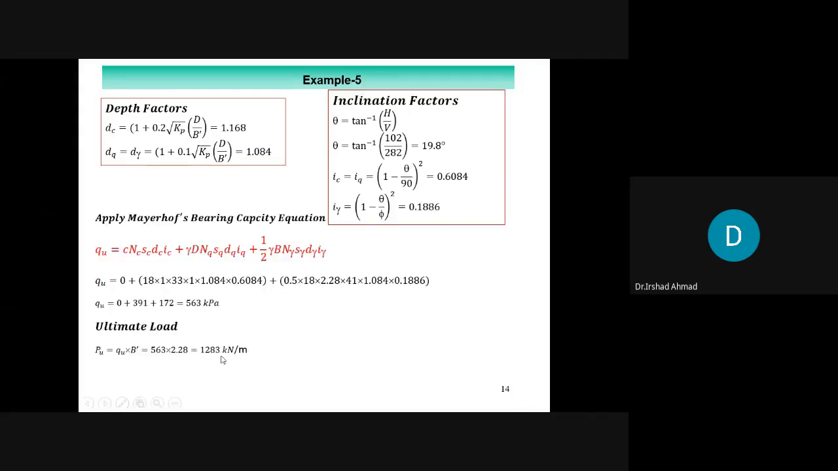Now you got the ultimate load. The applied vertical load is 282 kilonewton per meter. So factor of safety is P ultimate over P applied. It is this and applied load is this. The factor of safety is 4.5.